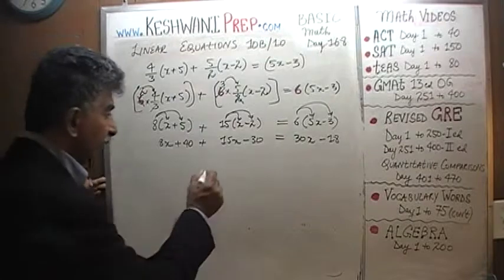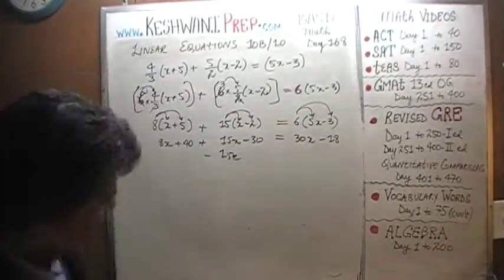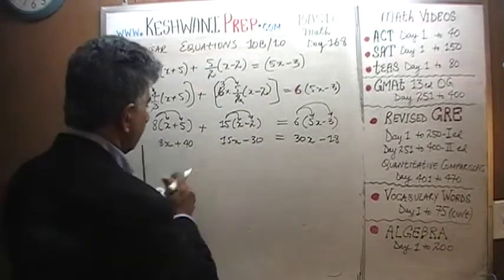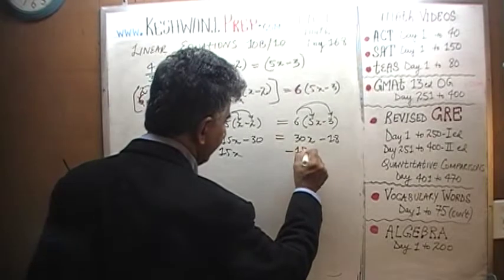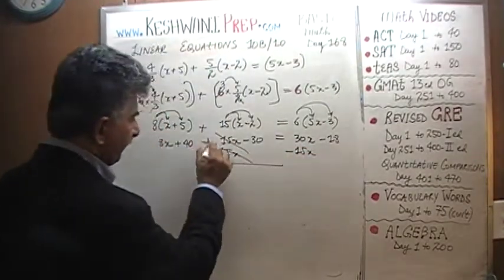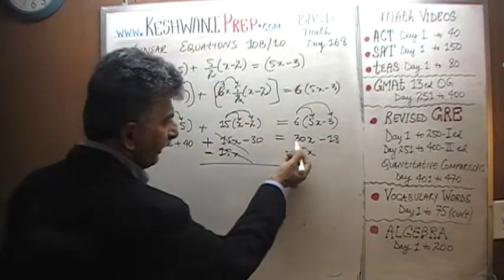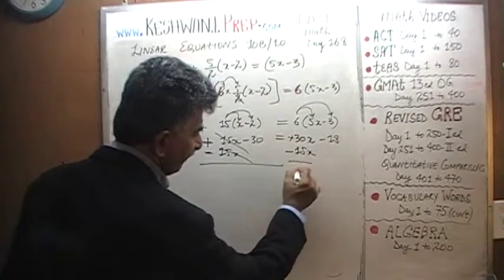Okay, so here's the baby way. You subtract 15x from this side, we subtract 15x from this side, and we subtract 15x from this side, and this positive 15x is going to go away with negative 15x, and this 30x just becomes 30 minus 15x, it just becomes 15x.